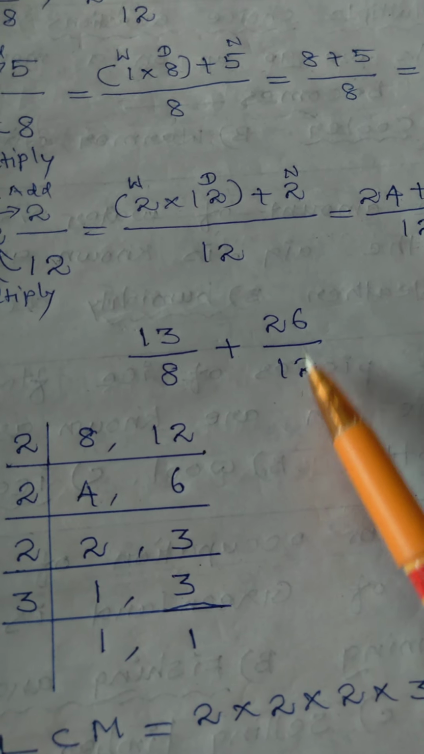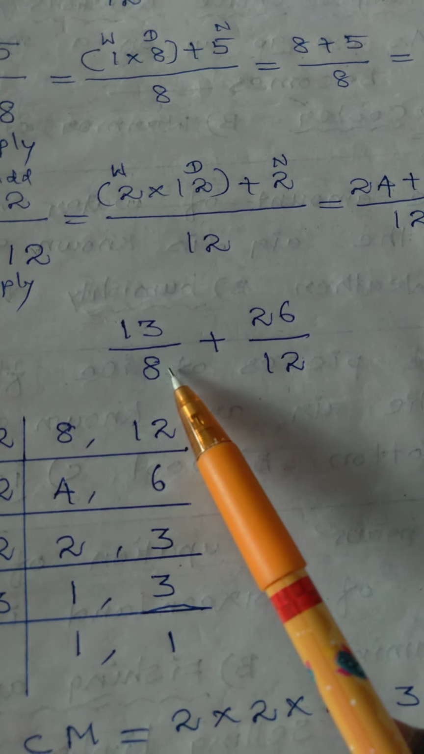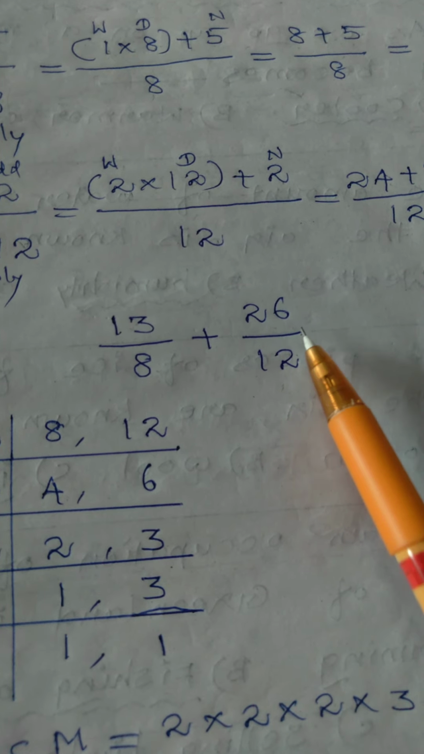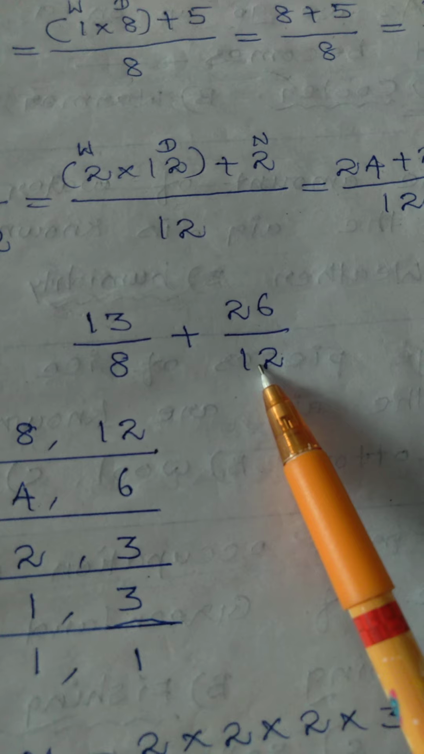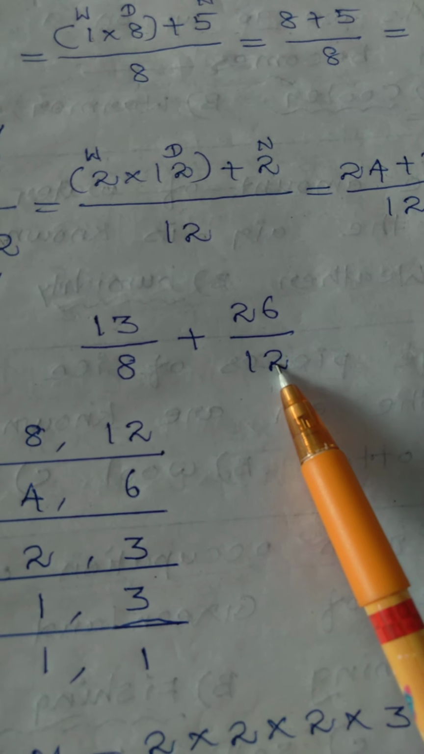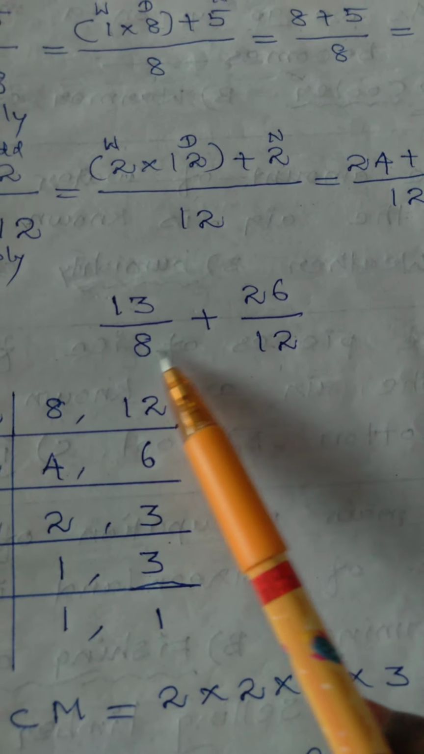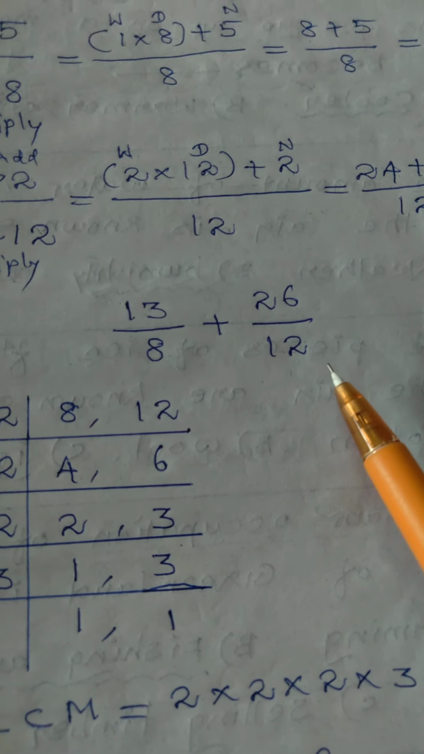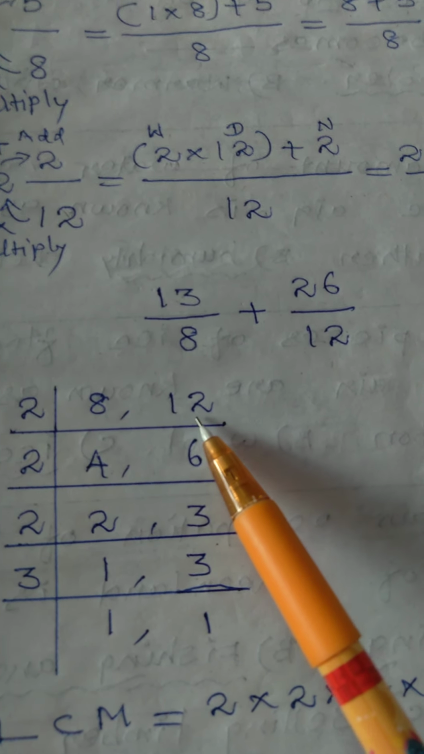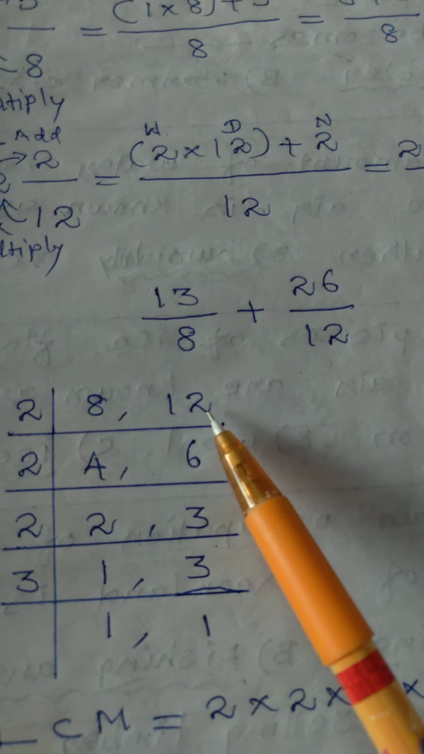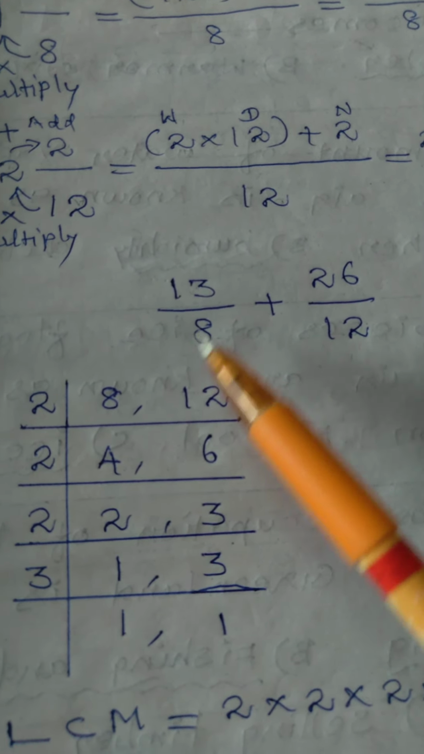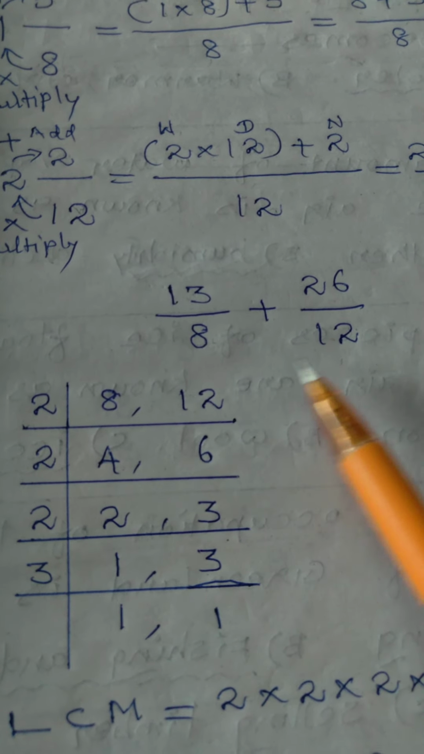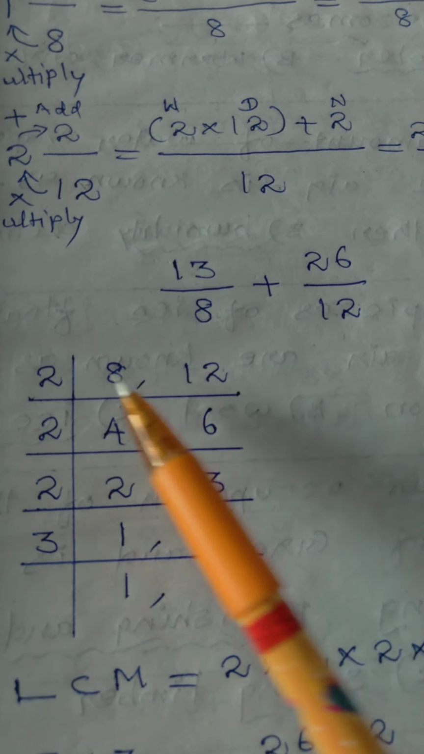See the denominators of these two fractions. These two fractions have different denominators: 13 by 8, 26 by 12. 8 and 12 are the denominators, and these two denominators are different. So we have to find the LCM to make the same denominator. How to write 8 and 12 like this?